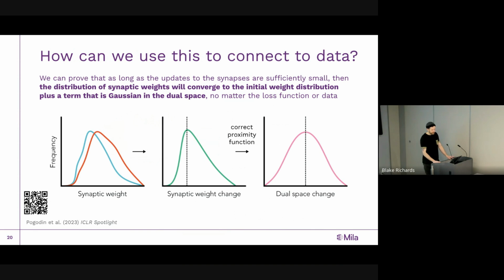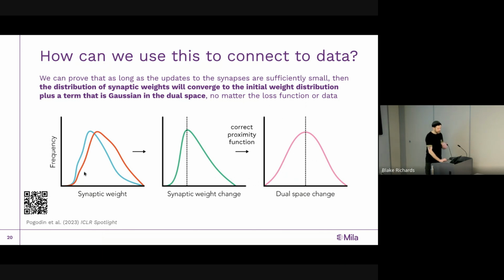Now, how are we going to use this to connect to data? In a paper that we published as an ICLR Spotlight in 2023, my postdoc, Roman Pogodin, produced a really interesting proof that I three-quarters understand, which shows that if you have synaptic changes that are sufficiently small, such that you're in the lazy regime of training and can approximate things with an appropriate linear kernel, and your data has a certain limit on the amount of correlation in it, then you can show that no matter what loss function or data your network receives, if you look at the distribution of synaptic changes in the dual space, it should be Gaussian.